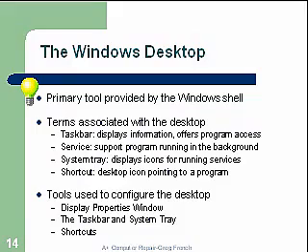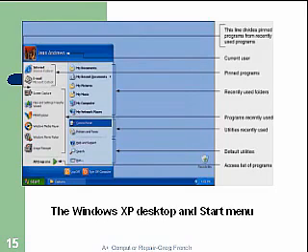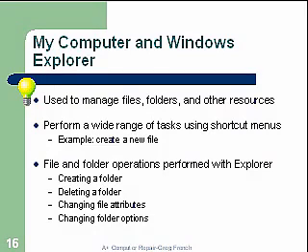Tools used to configure the desktop. Display properties windows, taskbar, system tray, shortcuts. Windows XP desktop and shortcut menus. My Computer and Windows Explorer are used to manage files, folders, and other resources. Perform a wide variety of tasks using shortcut menus. Example, create a new file. Files and folder operations performed with Explorer: creating a folder, deleting a folder, changing file attributes, or changing folder options.